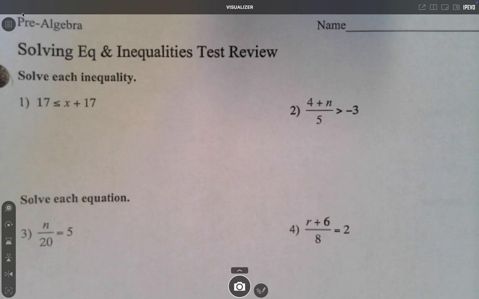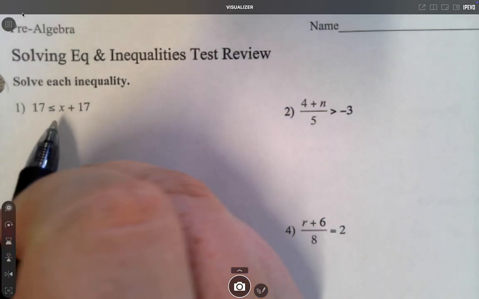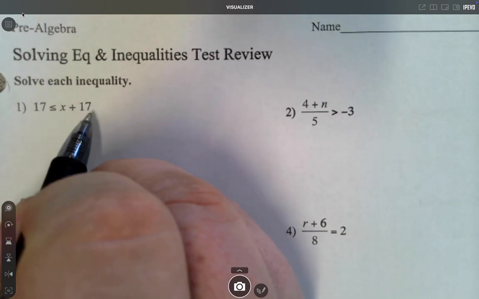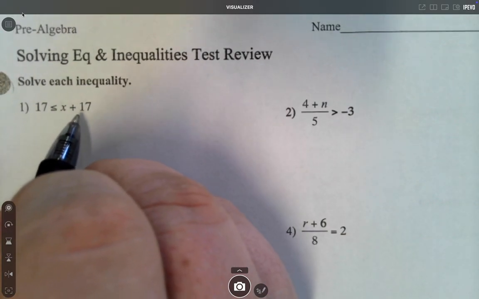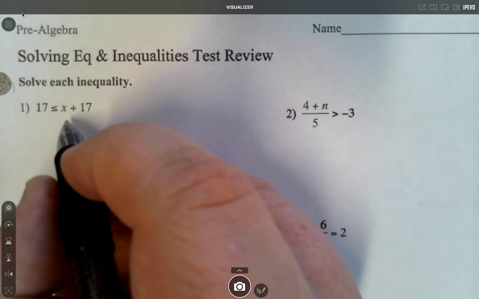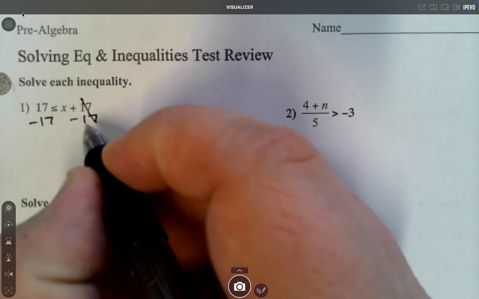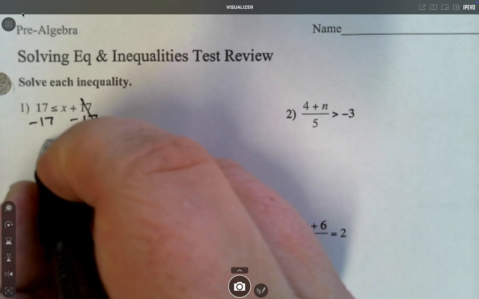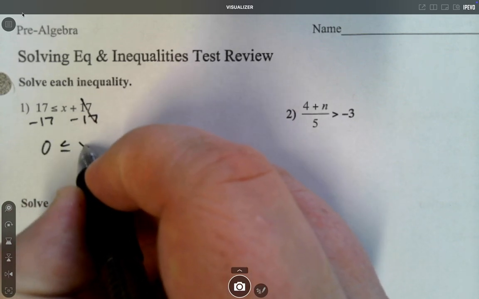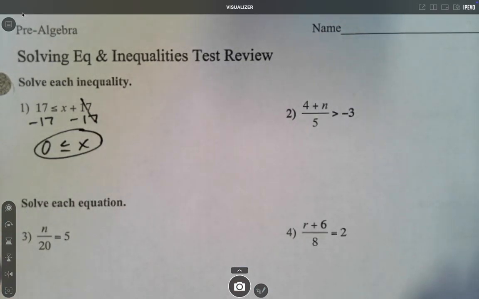Okay, we'll start with the inequalities. So here we have x plus 17. So we want to deal with this constant first. So we subtract 17 from both sides. 17 minus 17 is 0. So we get 0 is less than or equal to x.